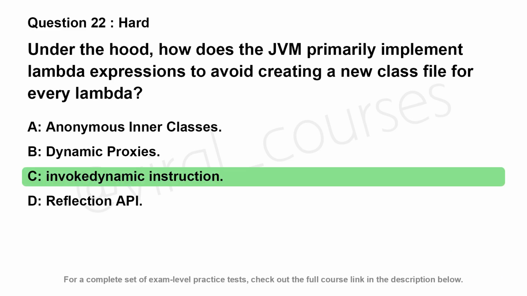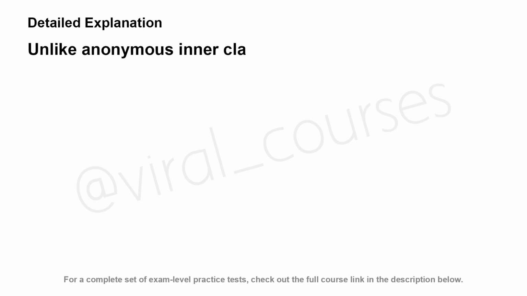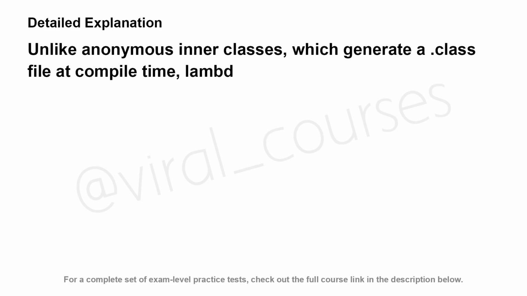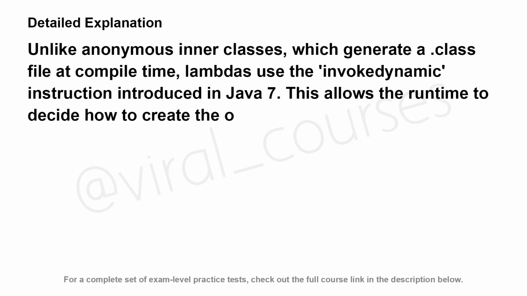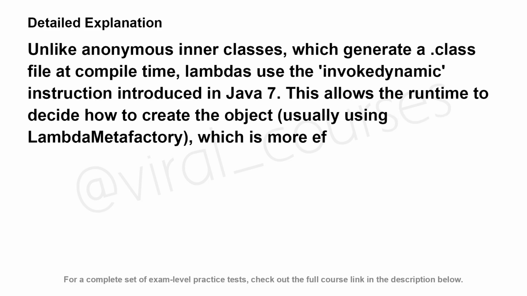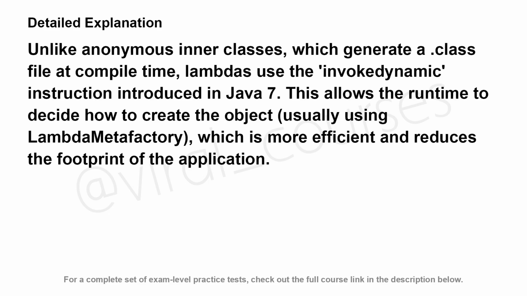The correct answer is C. Unlike anonymous inner classes, which generate a class file at compile time, lambdas use the invokedynamic instruction introduced in Java 7. This allows the runtime to decide how to create the object, usually using LambdaMetafactory, which is more efficient and reduces the footprint of the application.